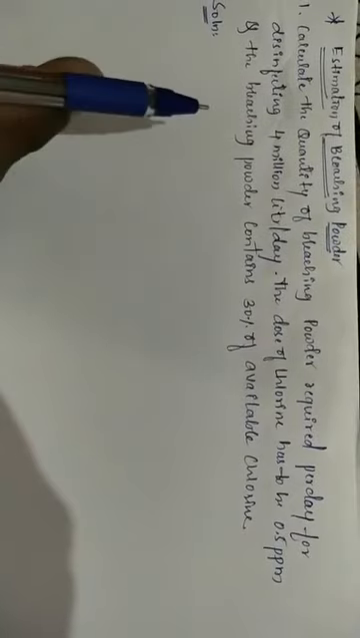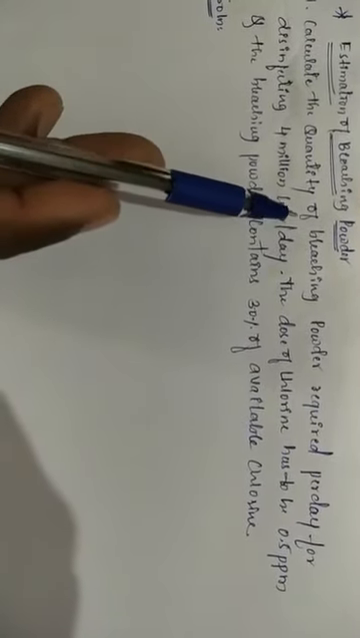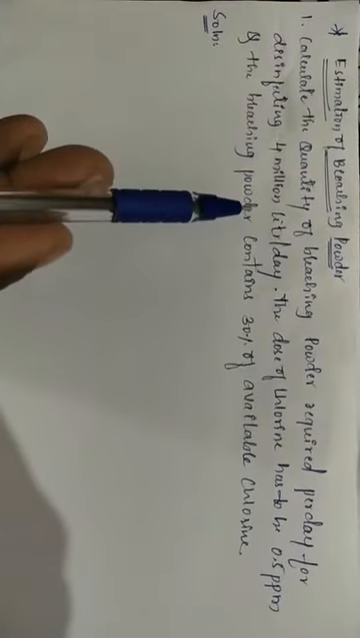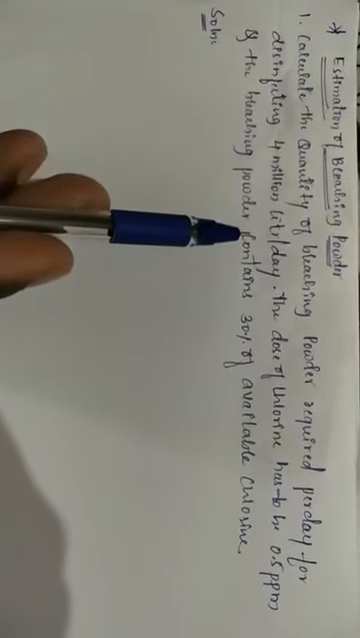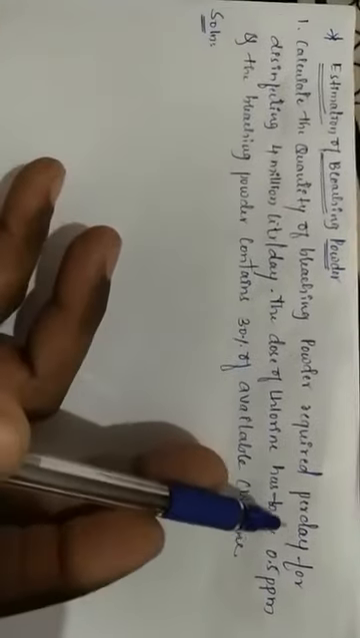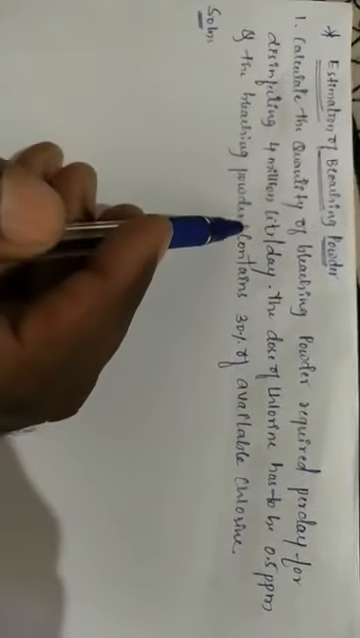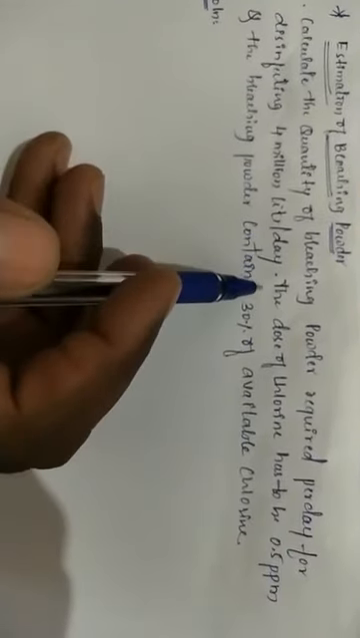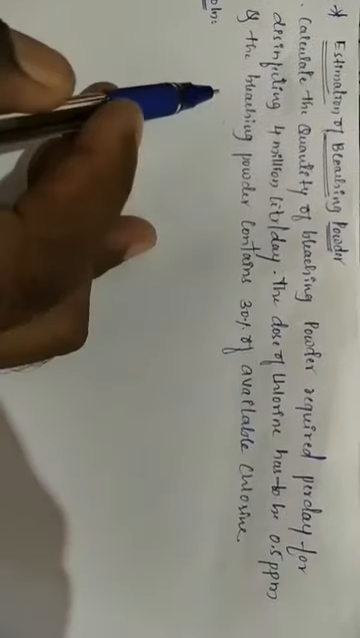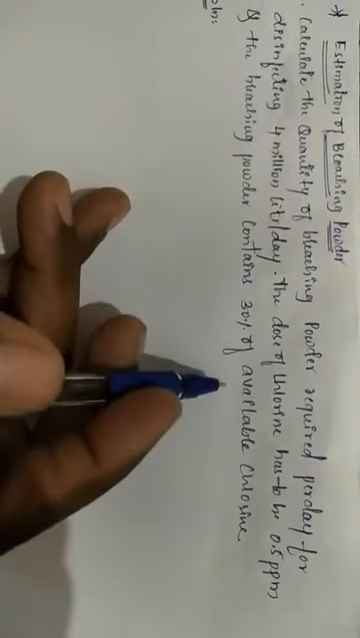So today we start the estimation of bleaching powder in the water treatment plant. How much quantity of bleaching powder is required for a particular water treatment plant. Here is the problem: calculate the quantity of bleaching powder required per day for disinfecting 4 million liters per day of water. The dosage of chlorine has to be 0.5 ppm and the bleaching powder contains 30% available chlorine. This is the question.